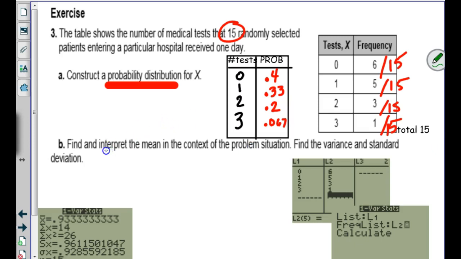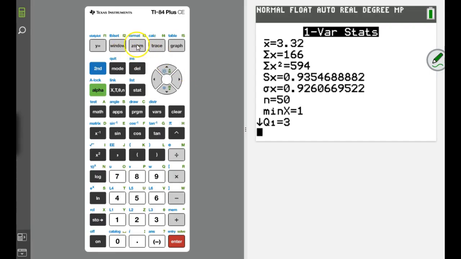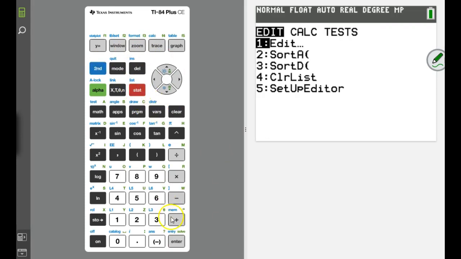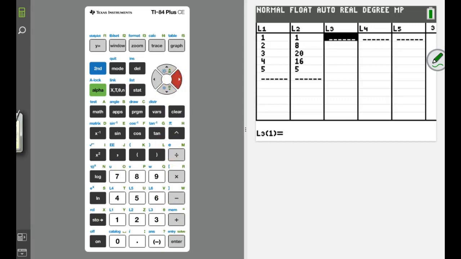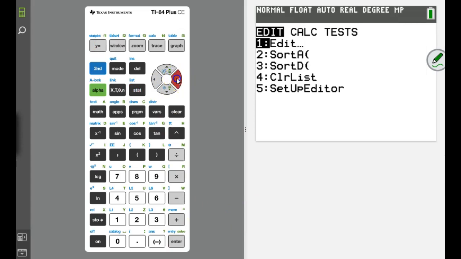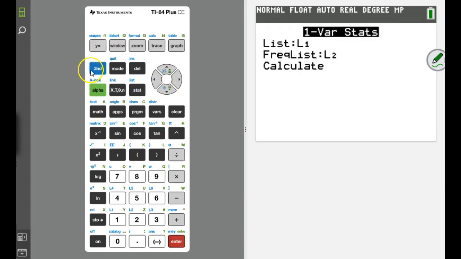The second part says find the mean and interpret it. I think it would be easier to do it off this original set. So can you put those numbers in real quick? Go to the list. I'm going to put mine in 3 and 4. What is it? 0, 1, 2, 3. Okay, thanks. And then we're going to do the mean. So it's stat, right arrow, choice 1. And you probably already have the right list numbers in there, but I don't.